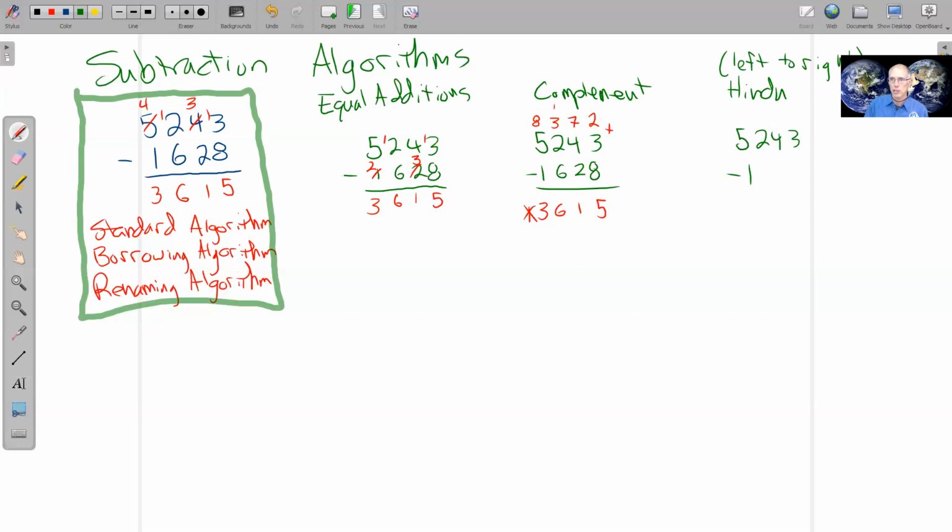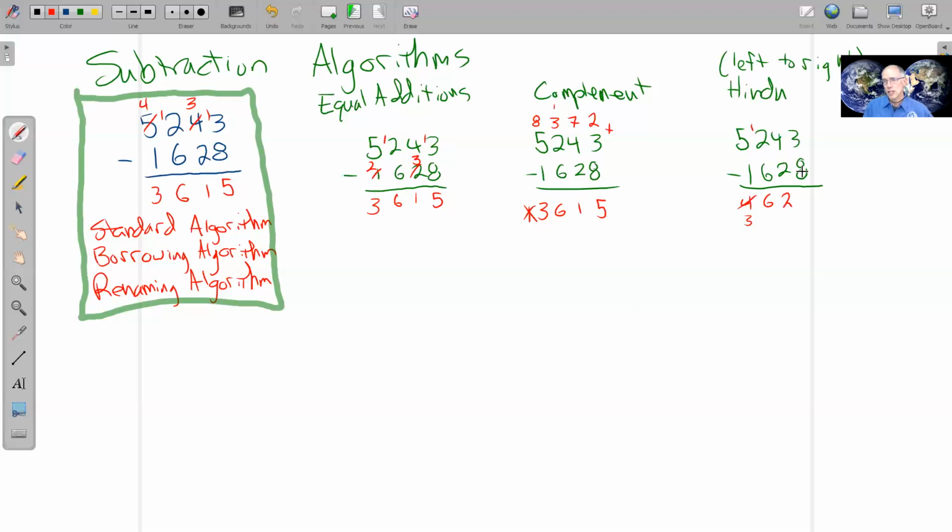5,243 minus 1,628. For this one, we start on the left side. 5,000 minus 1,000 is 4,000. And then we would like to take 600 from 200, but we can't, so we borrow from below. 12 minus 6 is 6. 4 minus 2 is 2.